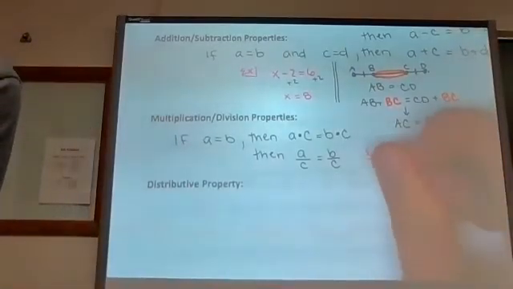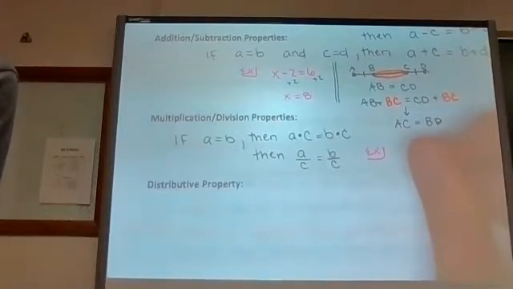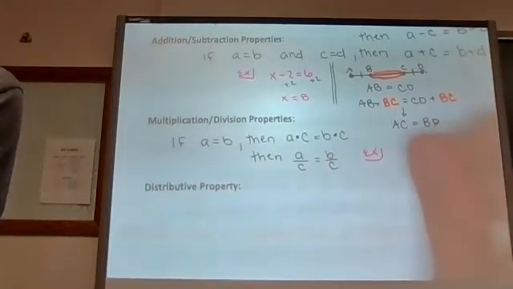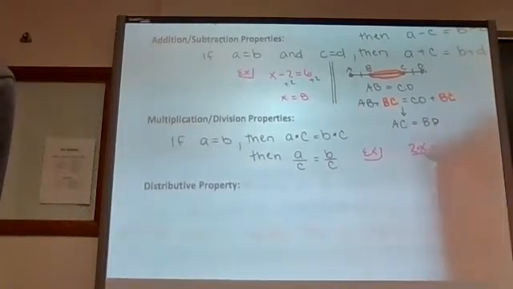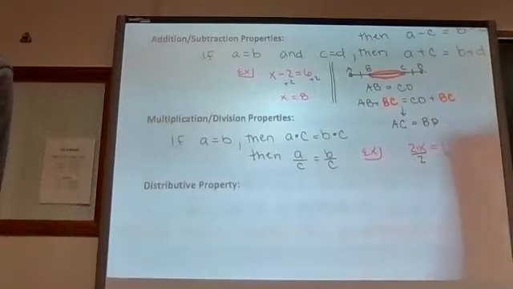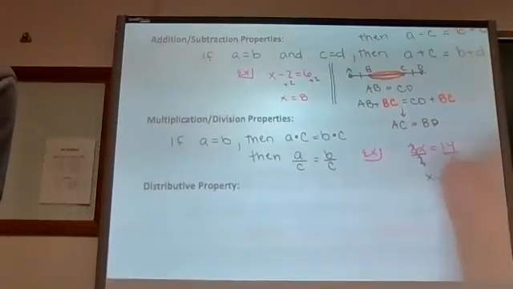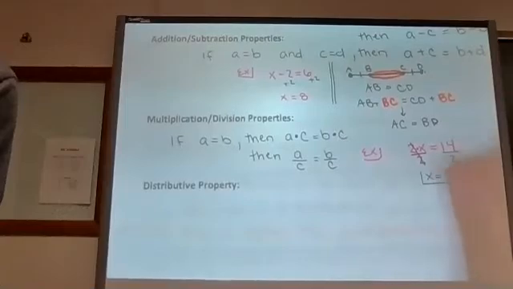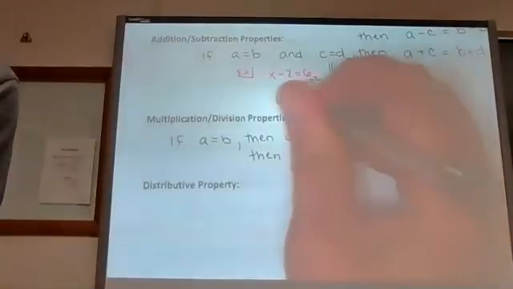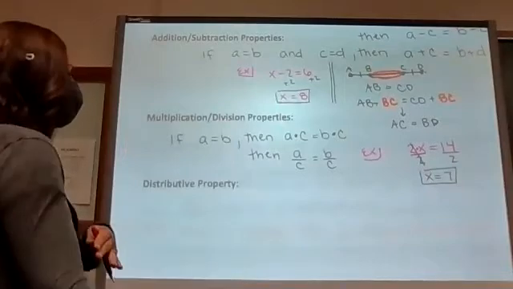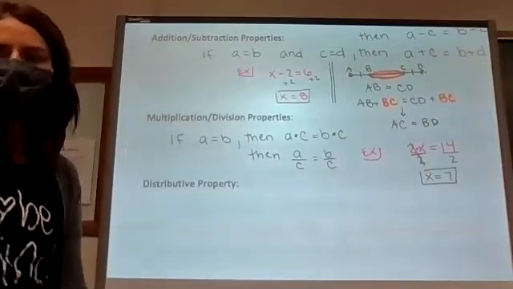So in algebra class, that looks like this. 2x equals 14. And I say, oh, that's 2 times x. So the inverse of that would be to divide by 2. And I'll do that on both sides. And x equals 7. Okay, that's what it looks like in algebra class. I can divide both sides of the equation by the same thing, or I can multiply both sides of the equation by the same thing.